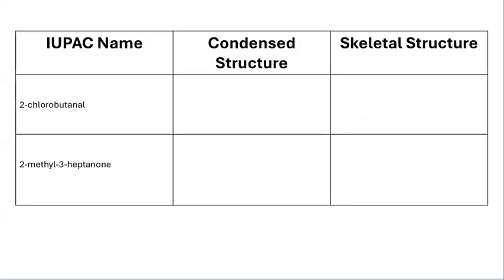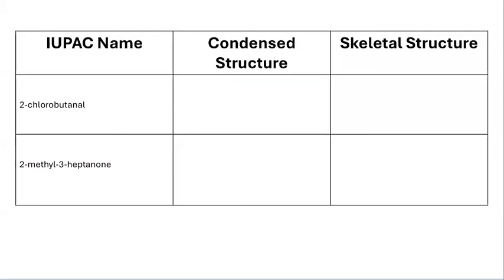It is important that you know how to draw aldehydes and ketones. For this, I'm only going to do the skeletal structures for the examples that we have here. In the first one, we have 2-chlorobutanal. And in the second example, I have 2-methyl-3-heptanone.